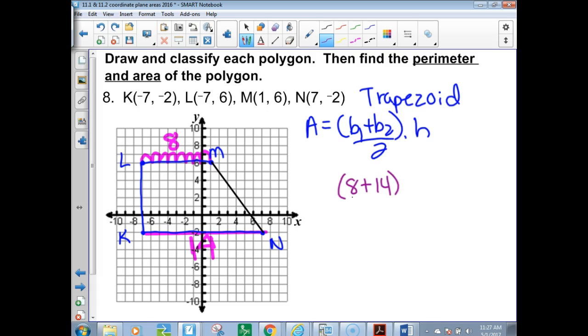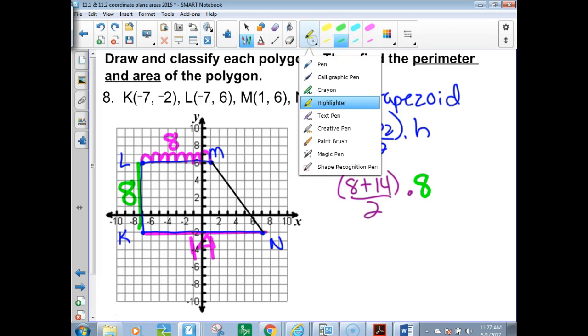Divide by 2 and then multiply by the height. Did anybody count the height yet? It's 13 going from here to here? It's 8. Okay, that's 8.